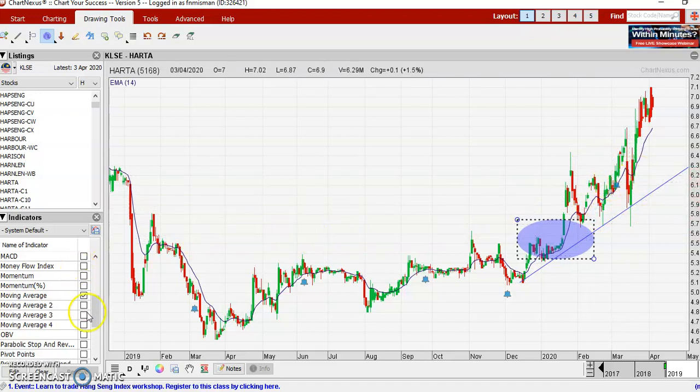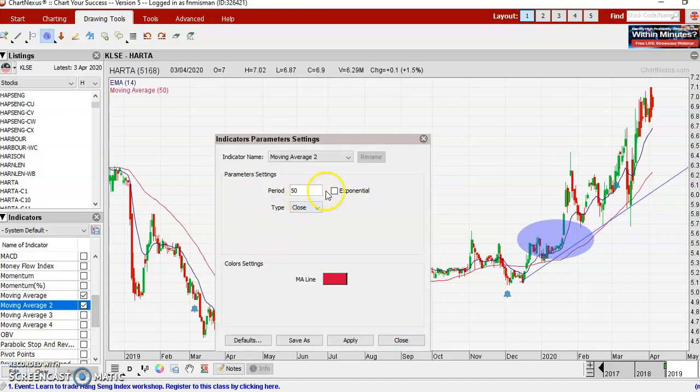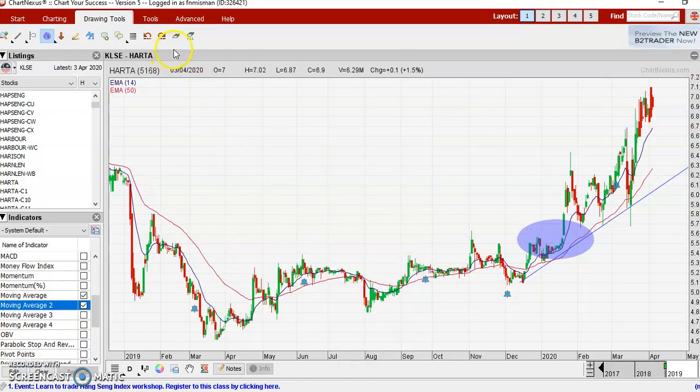Okay, so let's look at how to use a double EMA. We just add another one. Remember you need to edit. In this case, I'm using 50 days, exponential, apply, and close. So I just delete all. Now with a double EMA, how do we make a decision? You need to remember that a confirmation of a buying signal or bullish signal is whenever the shorter moving average crosses above the longer moving average.